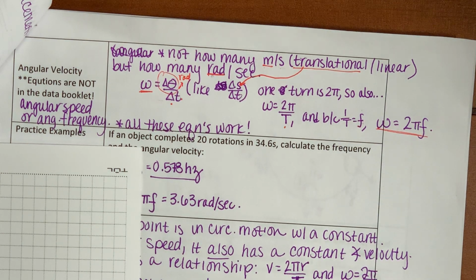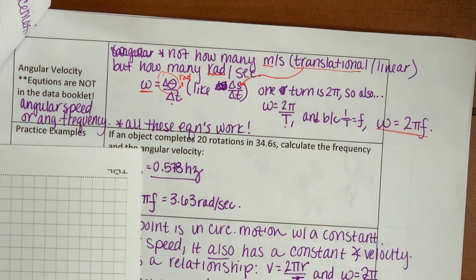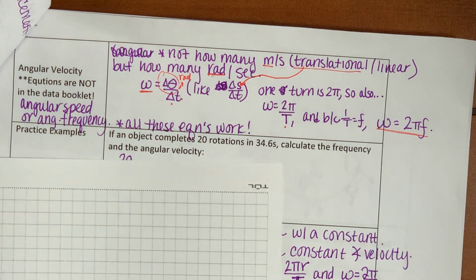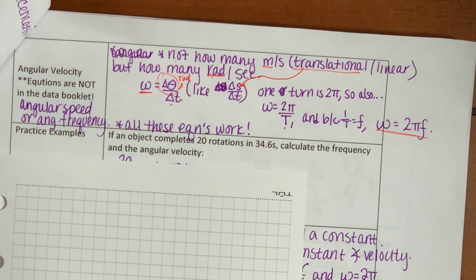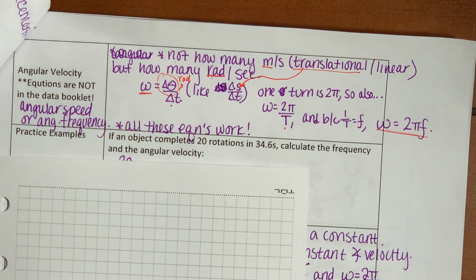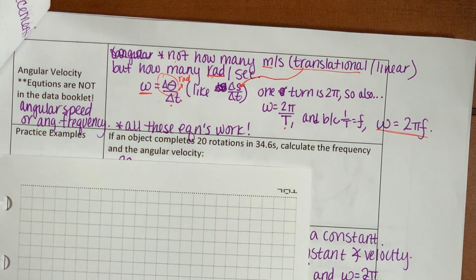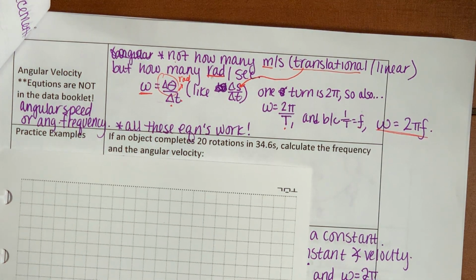All of these equations work, but I want to point out to you that these equations are not in the data booklet. So take a few seconds to pause the video and try this particular example. If the object completes 20 rotations in 34.6 seconds, calculate the frequency and the angular velocity. Hit pause, see how you do. On your mark, get set, go.